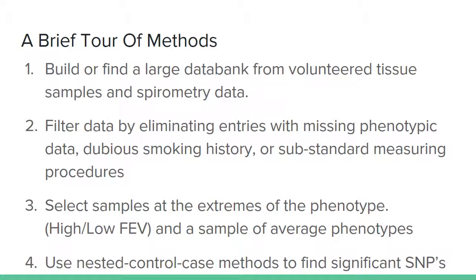First, build a large databank complete with tissue samples and spirometry data. In this case, forced expiratory volume over 1 second. Next, filter samples with missing phenotype data, dubious smoking history, or FEV measurements that do not comply with standards. Next, select the remaining samples from the high, low, and average FEV from populations who have never smoked and heavy smokers. Then perform correlations of SNPs using custom arrays to identify any regions indicative of the case, COPD.